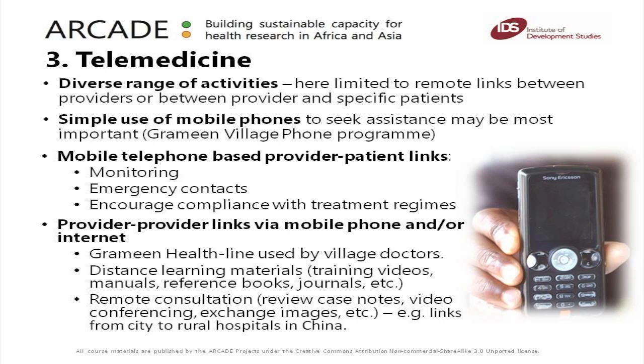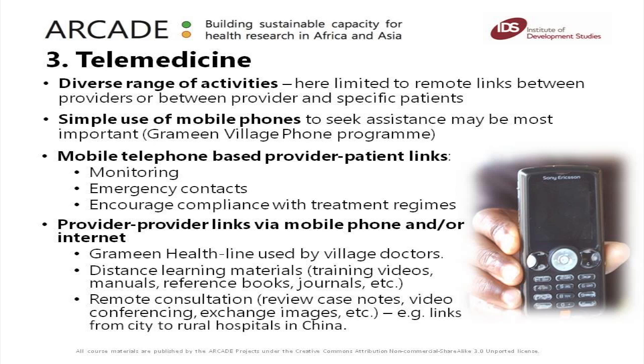ICT can also provide useful ways of provider-to-provider communications. So that, for example, one interesting finding was that the Grameen Healthline in Bangladesh was used very much by village doctors. These are unqualified doctors who deal with most healthcare problems in Bangladesh, and they were using the Healthline to check with qualified doctors who are on the other end of the Healthline how they should treat a particular kind of condition with which they were not so familiar. There's now an enormous range of distance learning materials available, either downloadable onto your mobile phone or available over the internet if you have access.